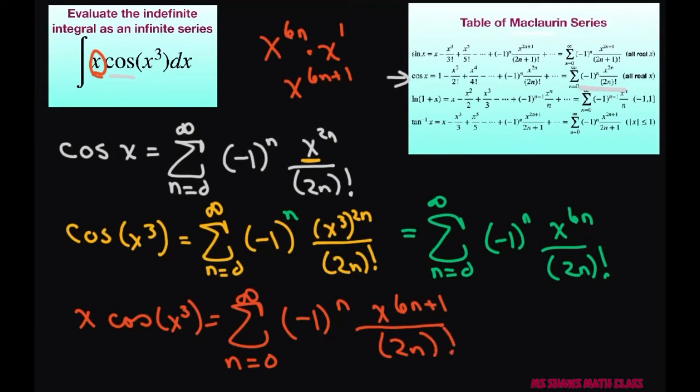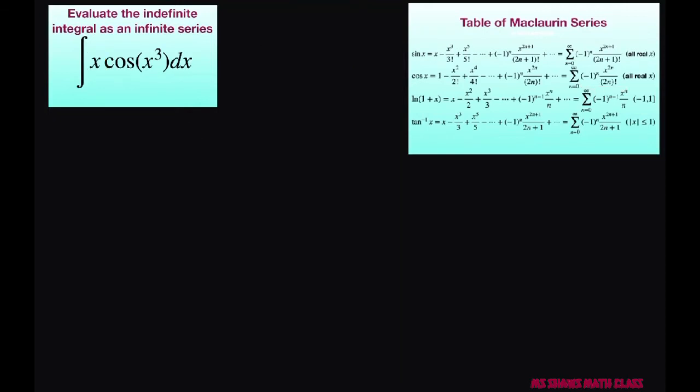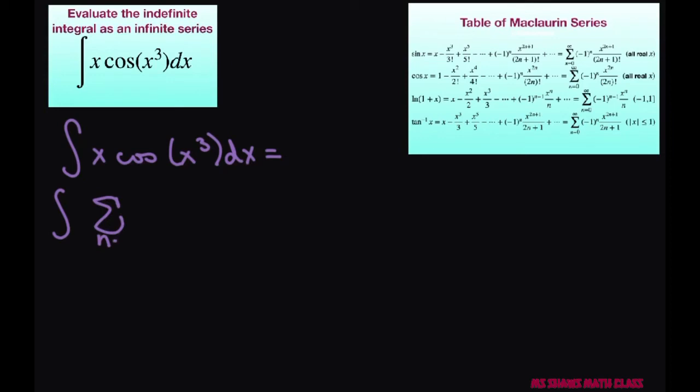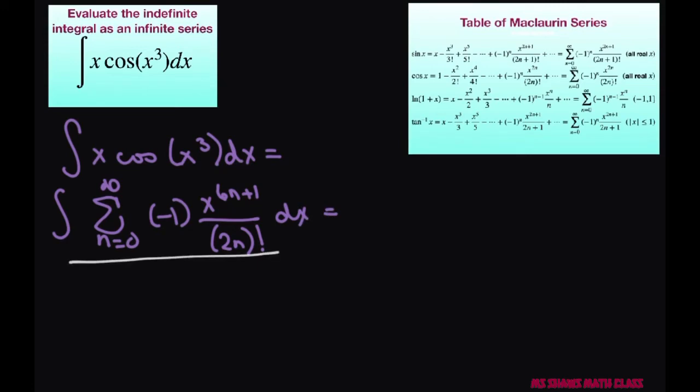Now, the integration part is not that bad. It's pretty easy. So we're just going to integrate: the integral of x cosine of x cubed dx equals the integral of the sum n equals 0 to infinity of -1 to the power of n times x to the power of 6n plus 1 divided by 2n factorial dx. Now, once you integrate this, since it's an indefinite integral, you're going to get a constant. So let's pull that out first.